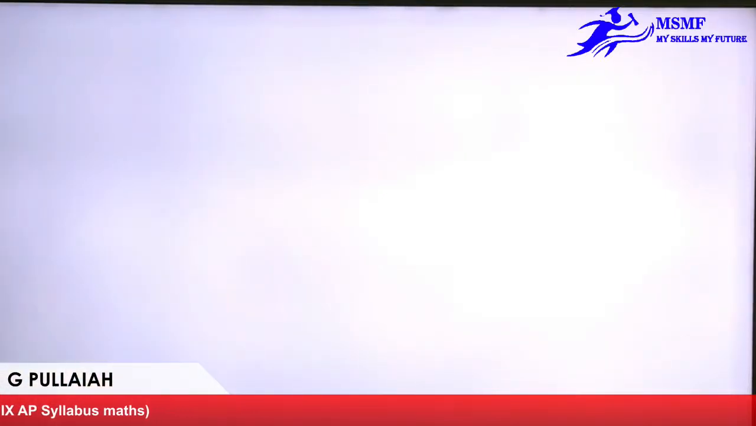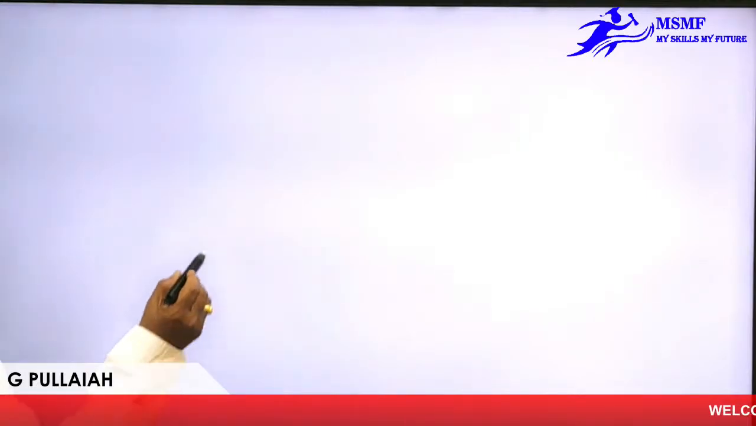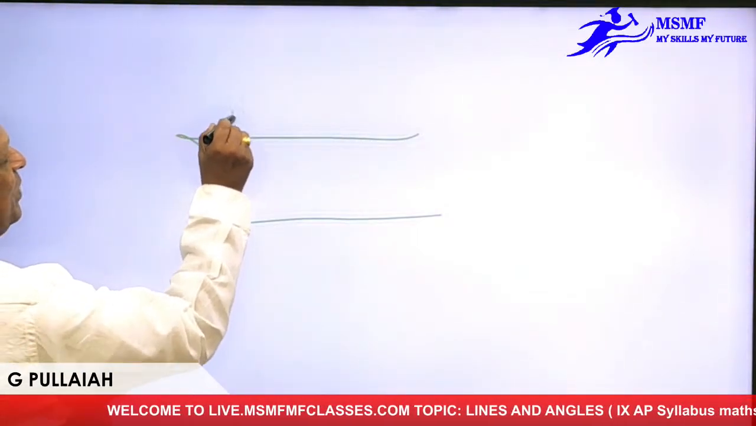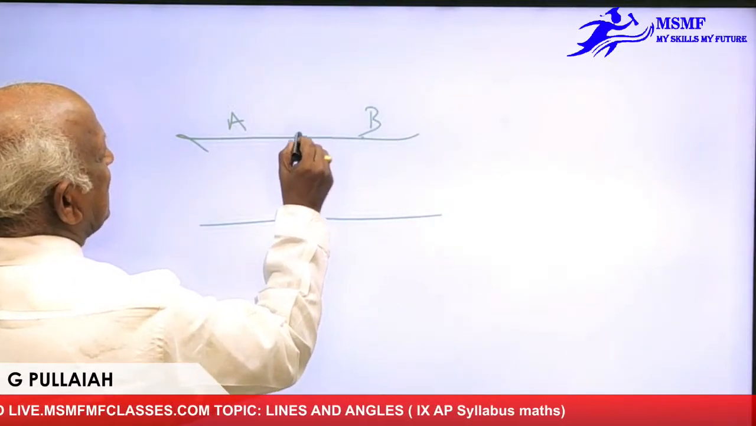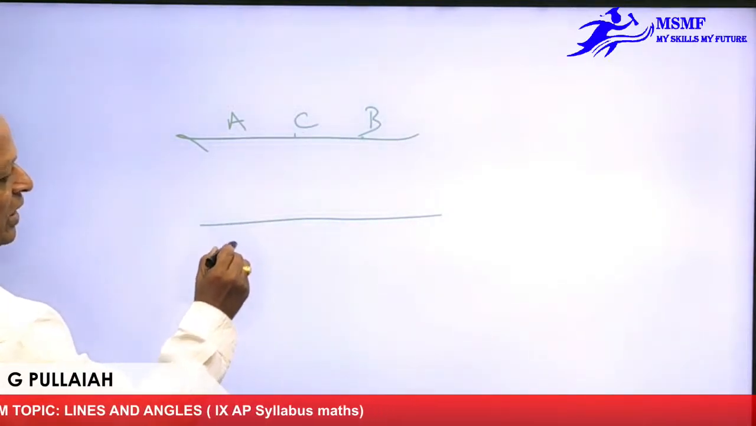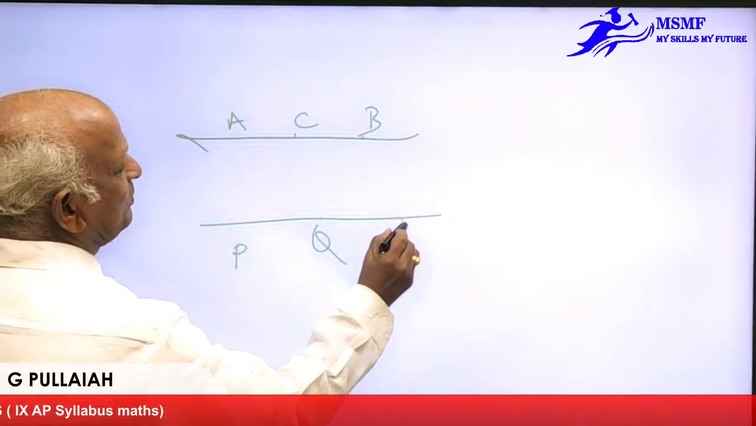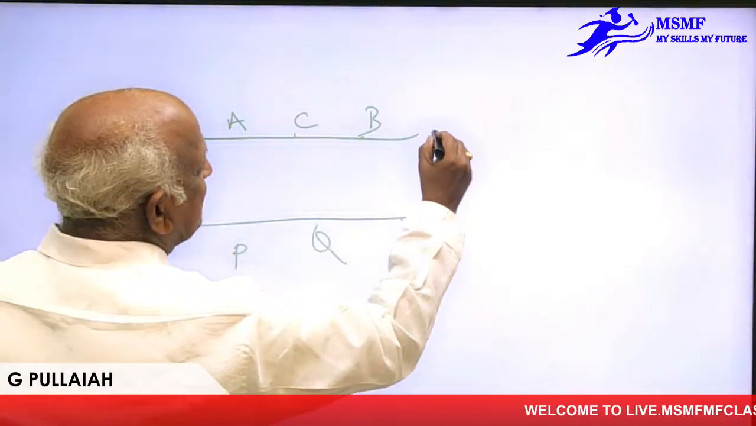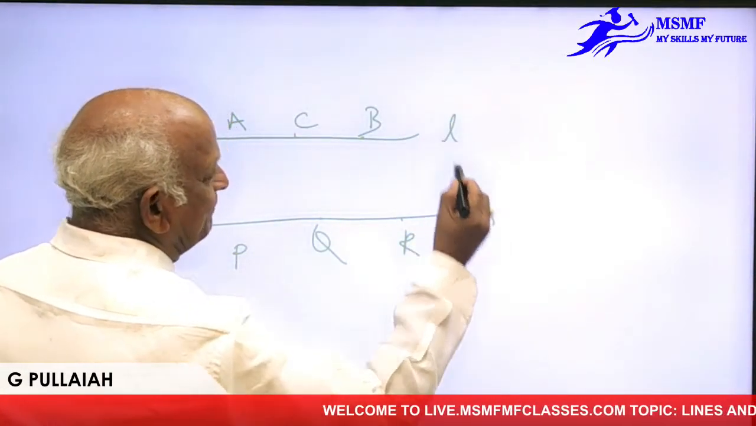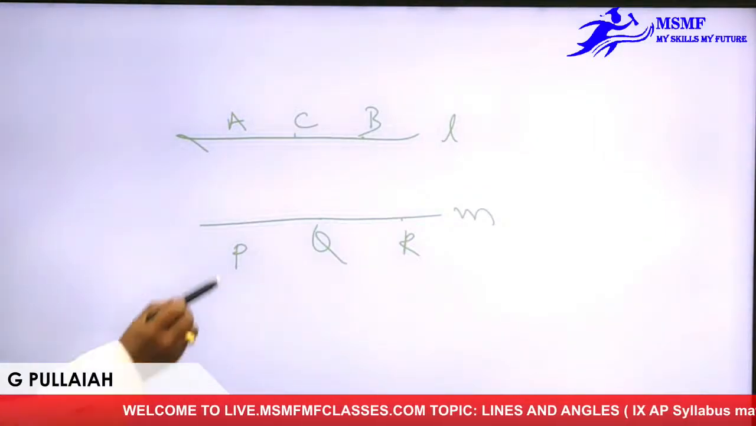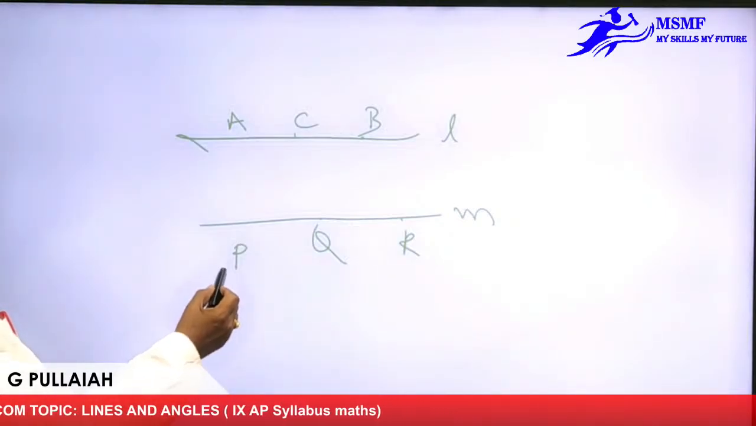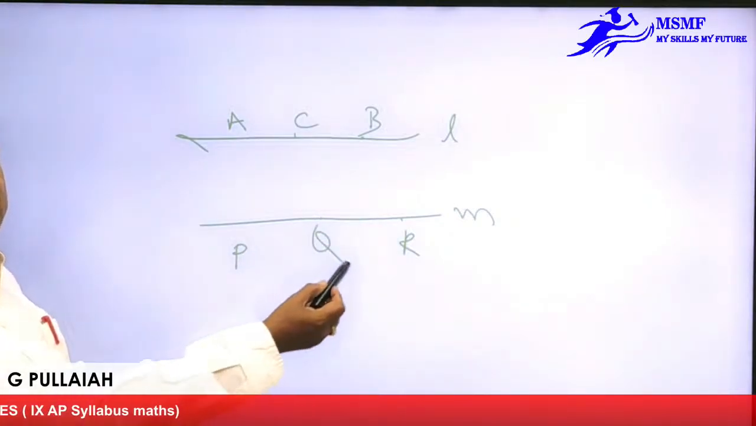So now here comes another pointer. If two lines are there, and if you take the first line, here point A is there, point B is there, point C is there. We take point P, point Q, and point R. Observe very carefully. Let us say this line is L and this line is M. A belongs to L, C belongs to L, and B belongs to L. And P belongs to M, Q belongs to M, and R belongs to M.